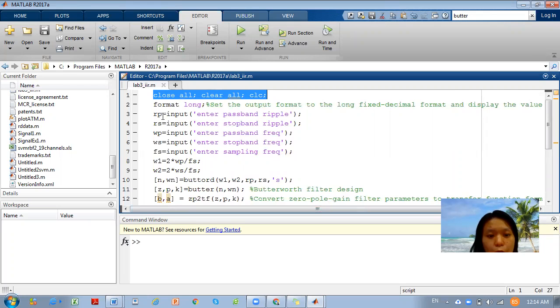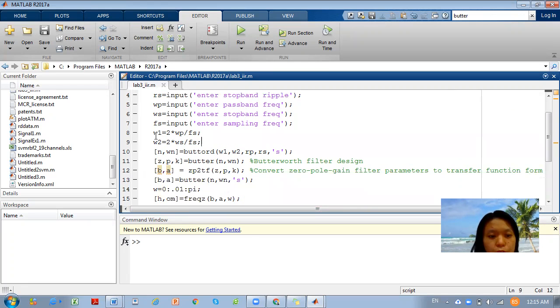Then this one is RP, the band pass ripple. RS is the stop band ripple. WP is our pass band frequency. WS is our stop band frequency, and FS is the sampling frequency. Then we have W1, our frequency, equal to 2 times our band pass frequency divided by FS.